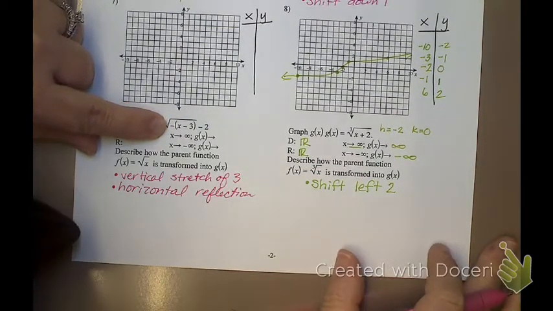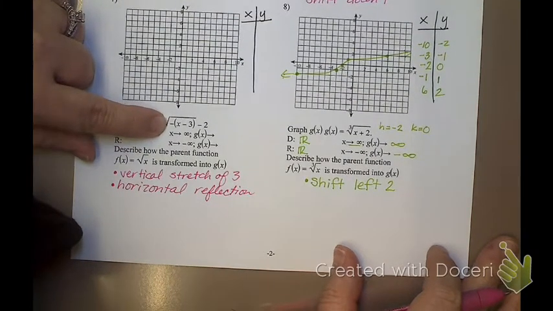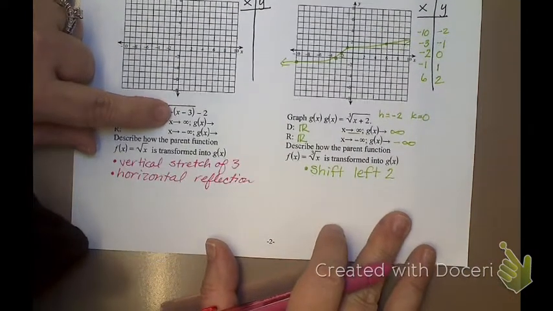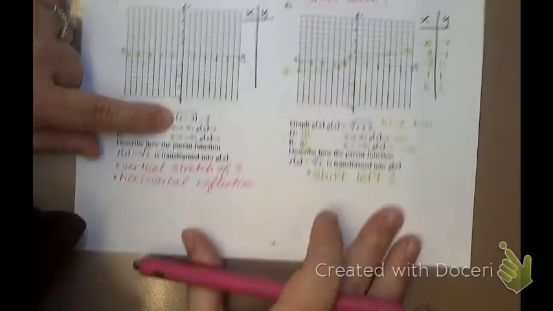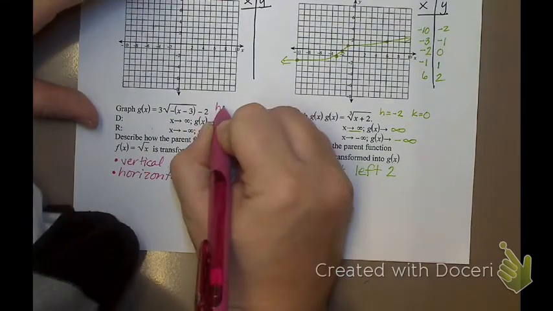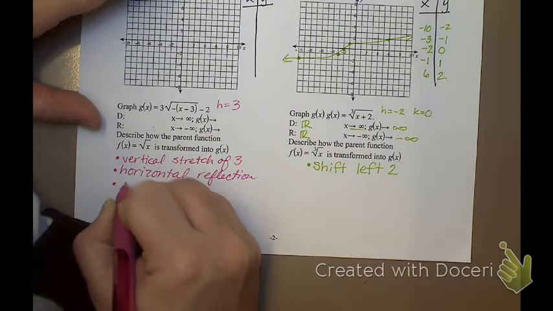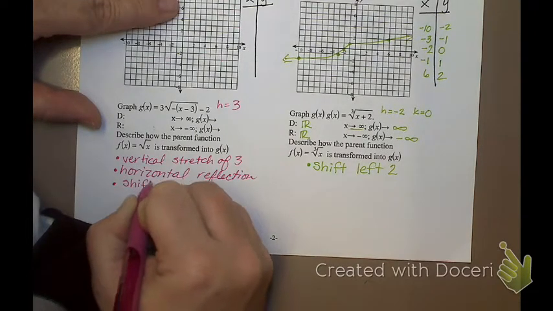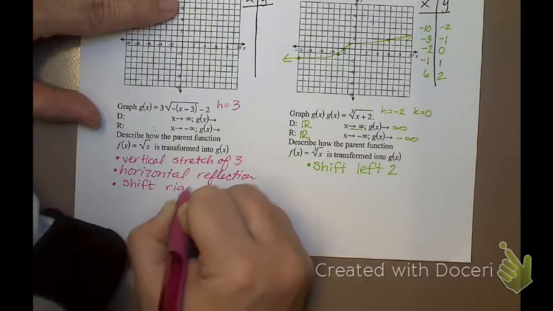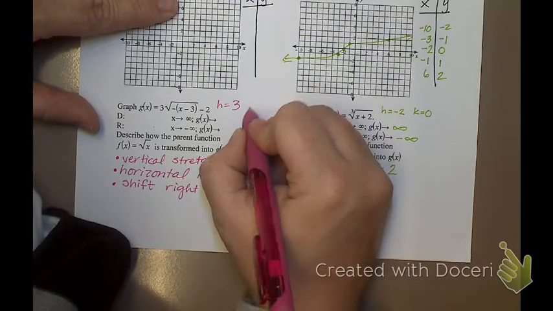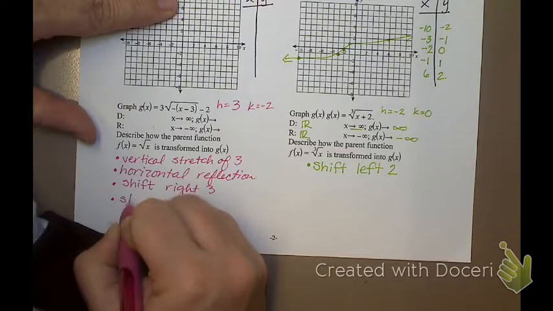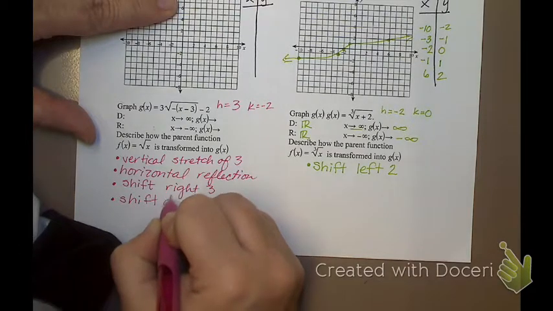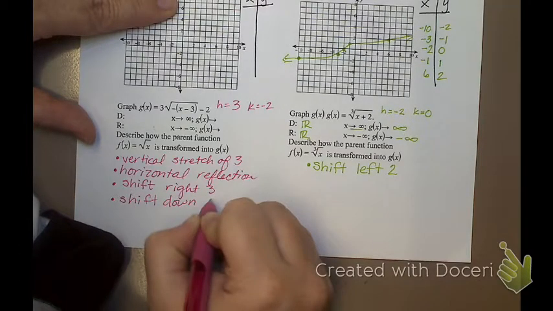That negative sign inside represents a horizontal reflection as opposed to a vertical one, which means instead of going up and to the right, we're going to be going to the left for this one. I have an h value of 3, which is a shift to the right 3, and I have a k value of -2, which means I have a shift down 2.